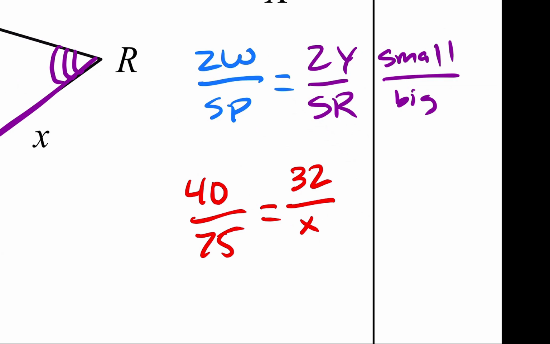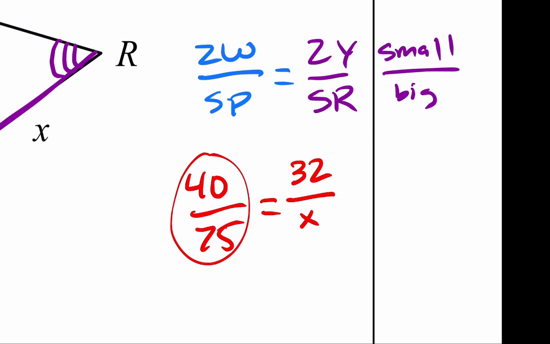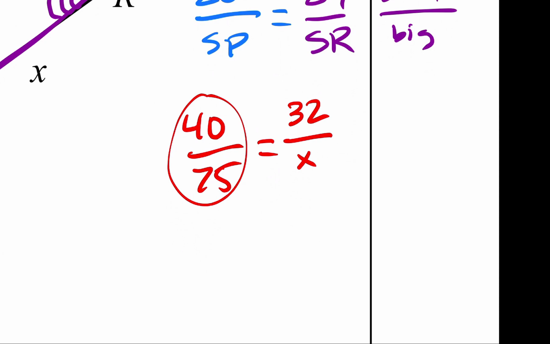But you could simplify this fraction before we move on if you want to make your numbers a little nicer. If you have a calculator, you can just do like we did the last problem. But let's simplify that. What can we simplify 40 over 75 by? Can't we divide that by 5? If we divide the numerator and the denominator by 5, we get 8 over 15 equals 32 over x. The numbers are a little nicer, so we can solve it that way.